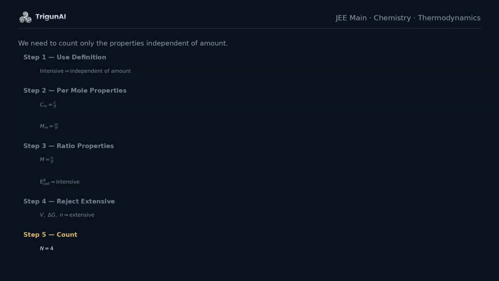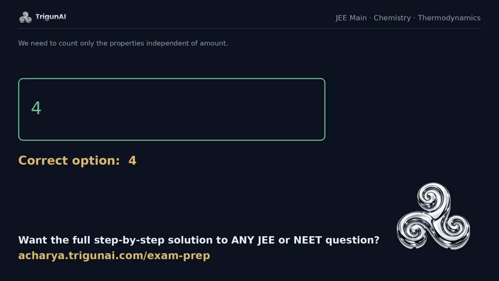So the intensive properties are molar heat capacity, molarity, standard cell potential, and molar mass. That gives a total of 4. The total number of intensive properties is 4.